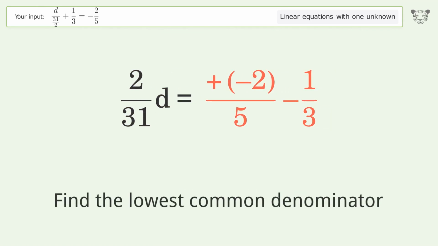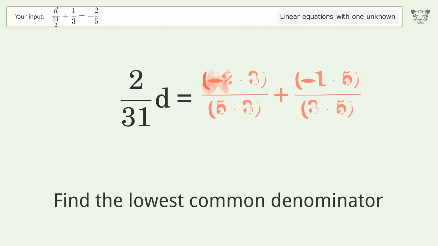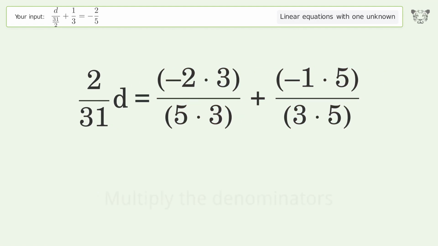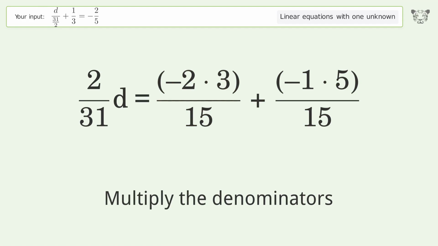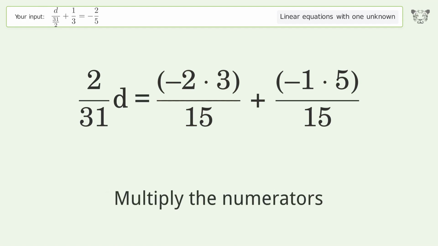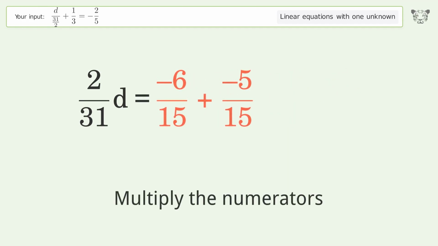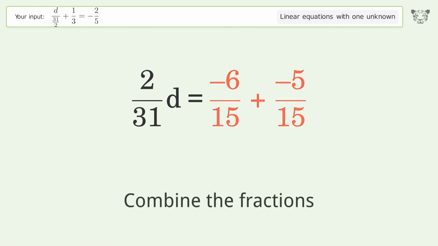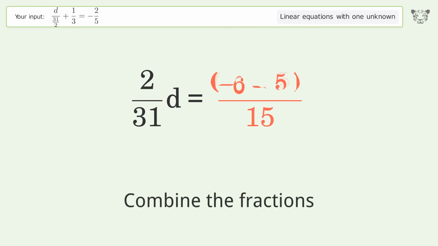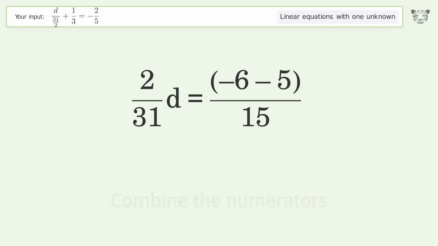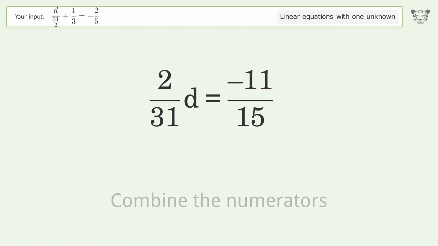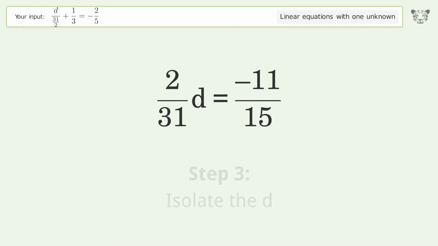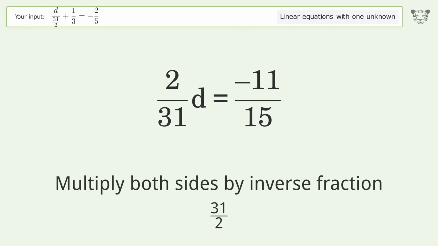Find the lowest common denominator. Multiply the denominators. Multiply the numerators. Combine the fractions. Combine the numerators. Isolate the d. Multiply both sides by inverse fraction 31/2.